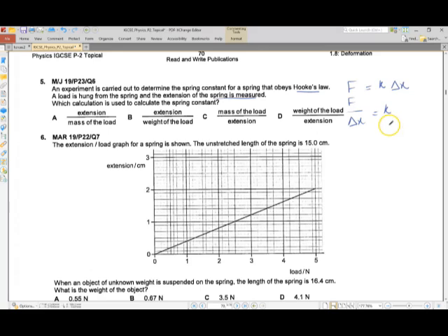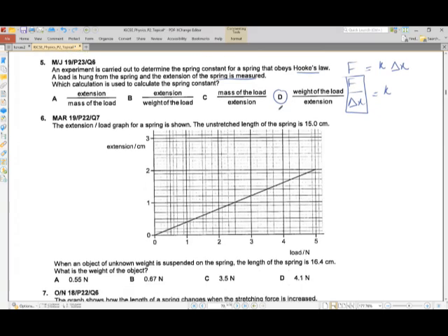So which option gives us this? Weight of the load by extension is going to give us this. Okay, the D is going to be the correct answer for this. Pretty straightforward question. If you know your formula, you will be able to do it, inshallah.